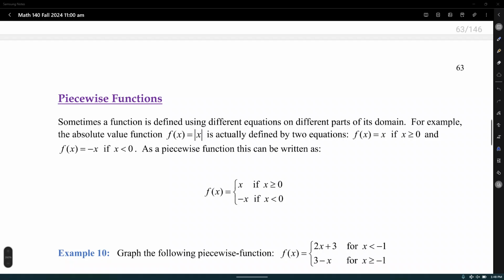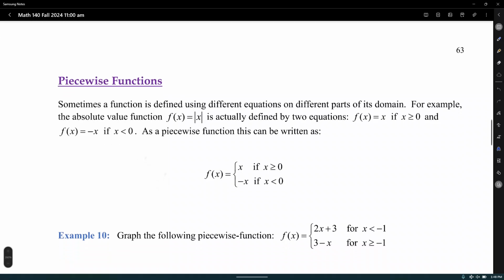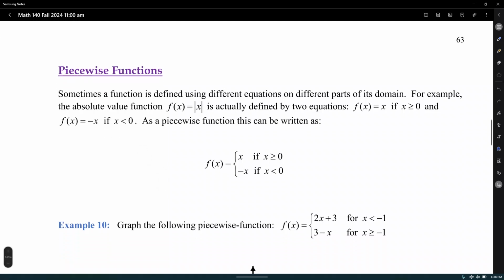So in this video, we will cover piecewise functions. Sometimes a function is defined through different equations on different parts of its domain. So like the functions we graphed before, where we only graph a diagonal line, maybe a parabola, maybe the graph of a radical function, and potentially some of their shiftings, of course, may come into play here.